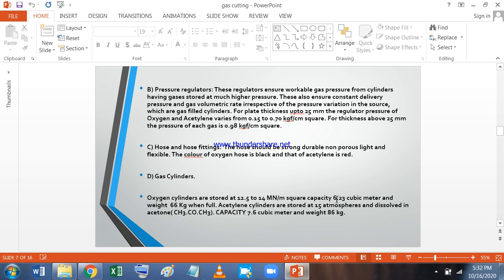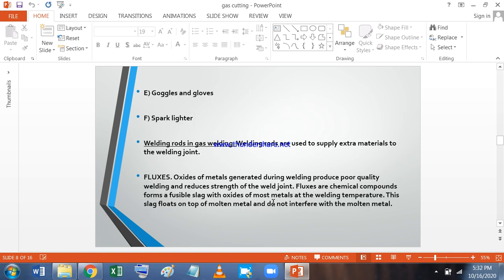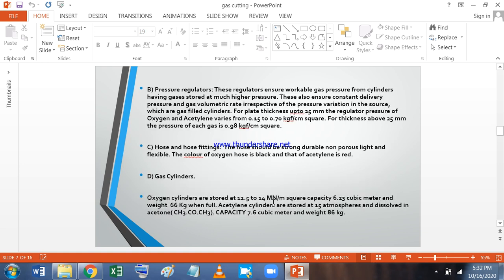Then we have the gas cylinders. The oxygen cylinders are stored at 12.5 to 14 meganewton per meter square, capacity 6.23 cubic meter and weight 66 kg when full. The acetylene cylinders are stored at 15 atmospheres and the gas is dissolved in acetone. Capacity is 7.6 cubic meter, weight is 86 kg.